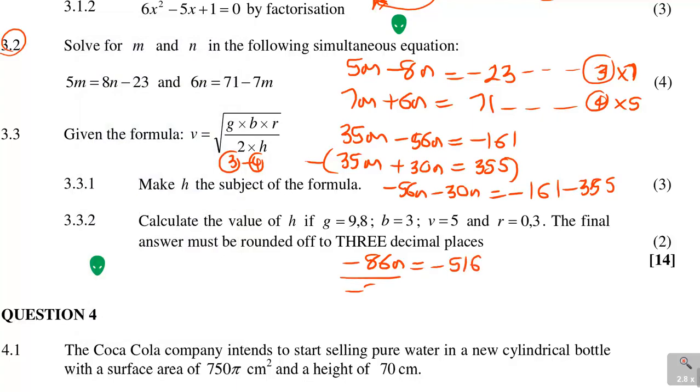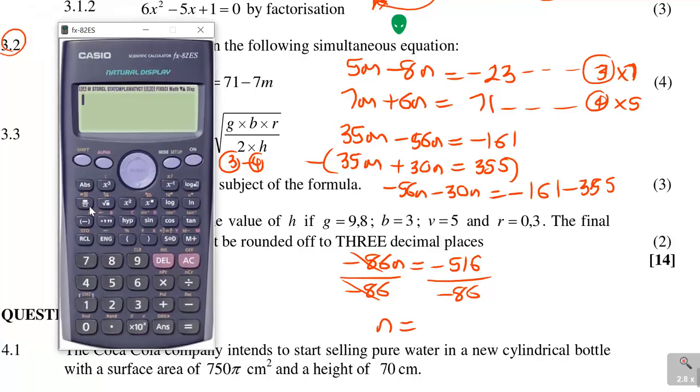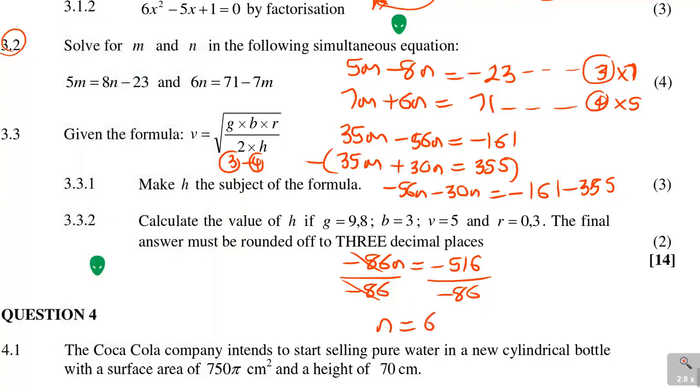Divide both sides by negative 86 to remain with n. So my value of n is equal to negative 516 over negative 86. It is giving me 6. So n is equal to 6.